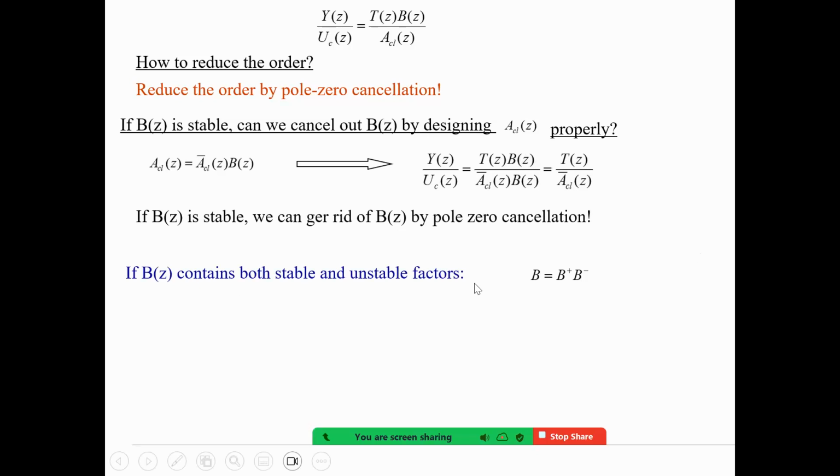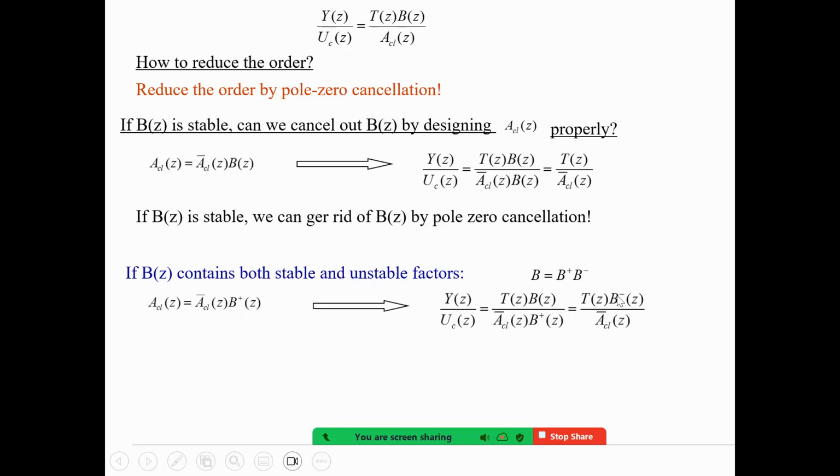If B contains both stable and unstable factors, we put a B plus and B minus. B plus means the stable factors. B minus are those unstable factors. Then we can cancel out those stable factors. We put those B plus, input B plus into the closed loop polynomial. Then this B plus will be cancelled out, right? You are left with B minus. Can we also include this B minus into the closed loop polynomial?